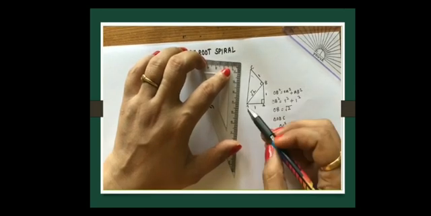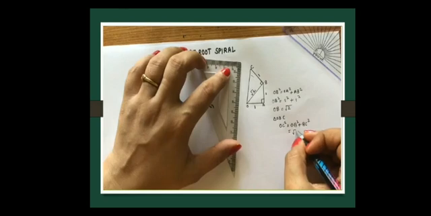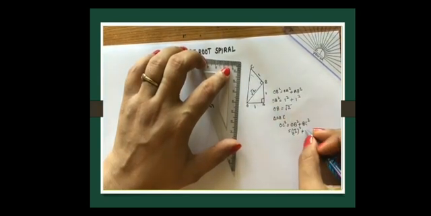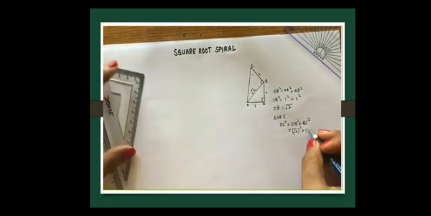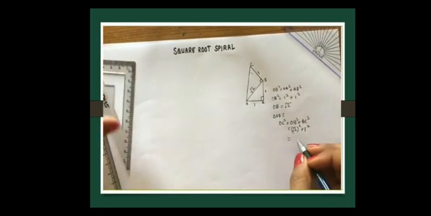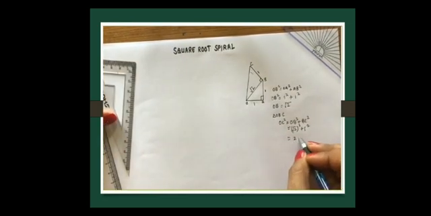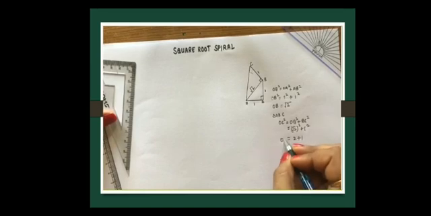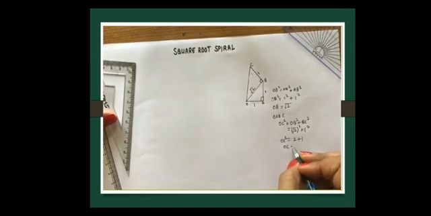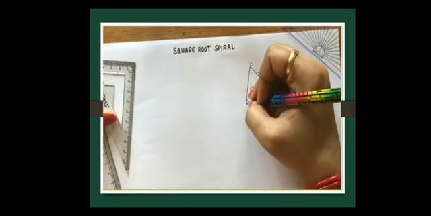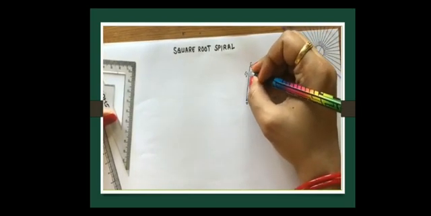Now what is the value of OB? OB is root 2. Root 2 square plus BC is 1 unit we have taken. So this is 1 square. So what is root 2 square? Root 2 square is 2 plus 1. OC square it is. So what will be the value of OC? OC is root 3. So this length of OC will be root 3.